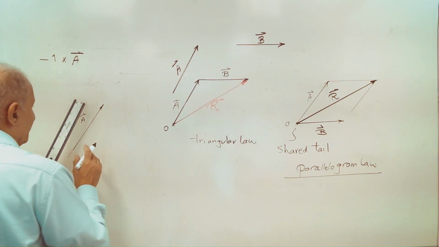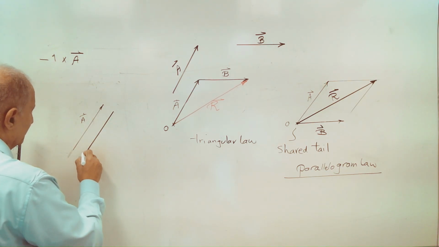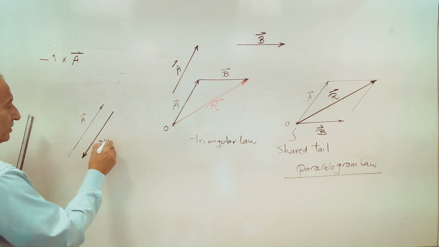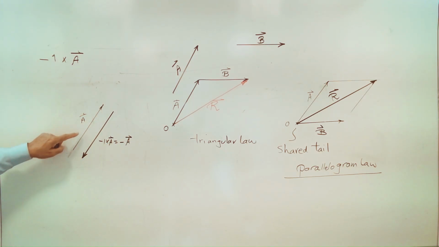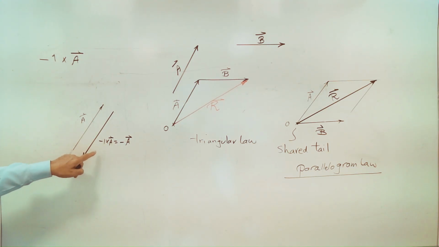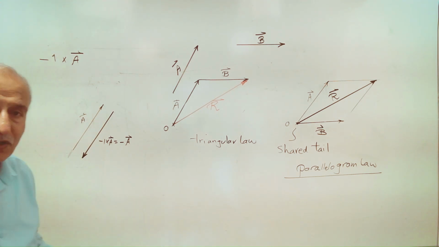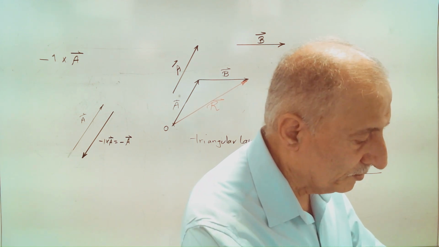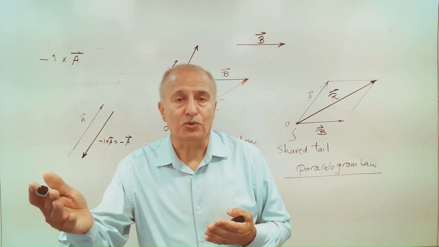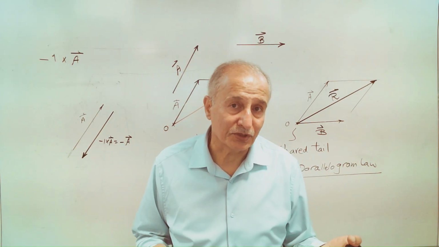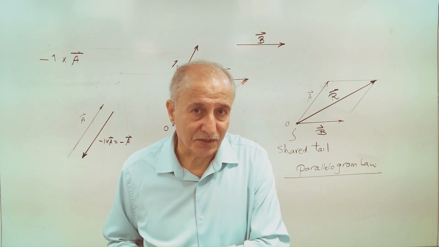Assume that this is A, then this is -1 times A, or we call it minus A. It is the same vector multiplied by a negative number, for example -1, and the direction, the sense, is opposite. That's the difference. If you multiply a vector by a negative number, if this negative number is -2 or -3, the magnitude is 2 times and 3 times. The only thing that changes is the direction of the vector, which is opposite to the initial vector.